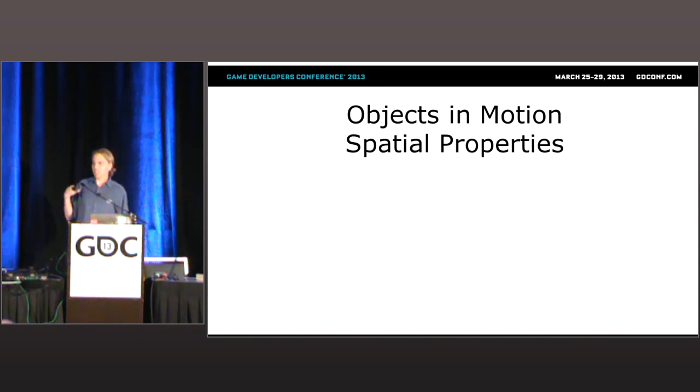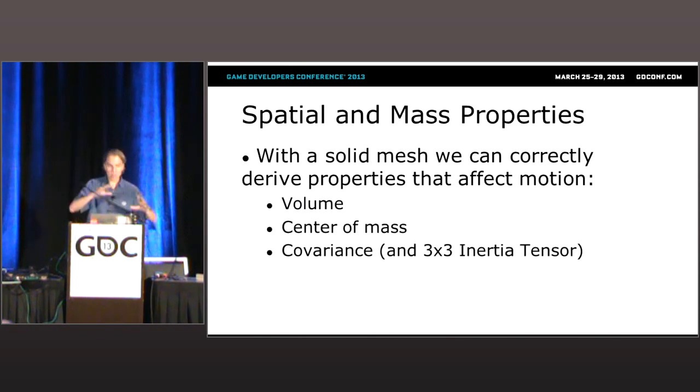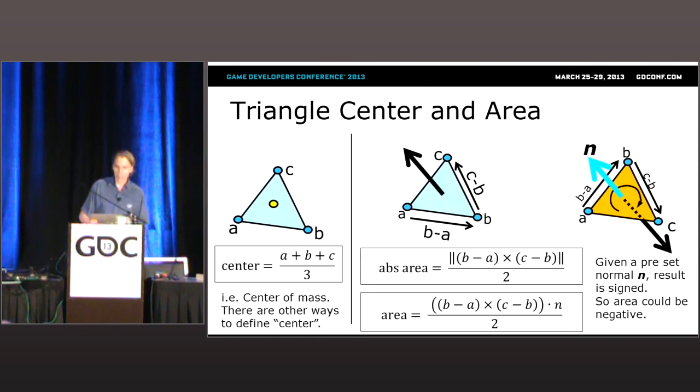Okay. Next, we're going to take a look at some of the spatial properties of our solid objects. So when we have these meshes and they're solid, again, I'm stressing that's an important factor, we can correctly calculate the volume, center of mass, and the inertia of our objects, which will affect motions, we'll see. Okay. So I'm going to cover a little bit of review material or introductory material, depending on your perspective.